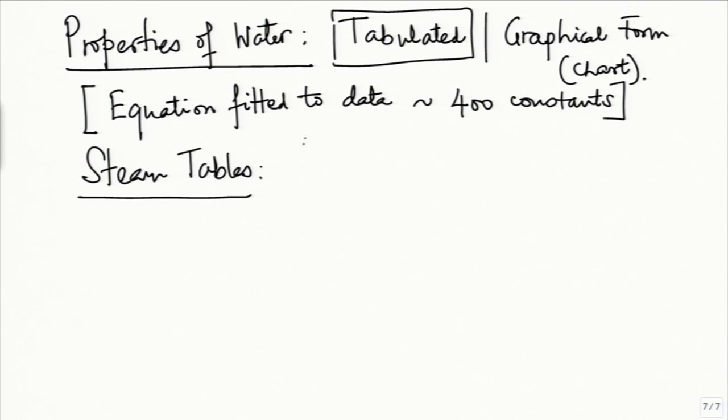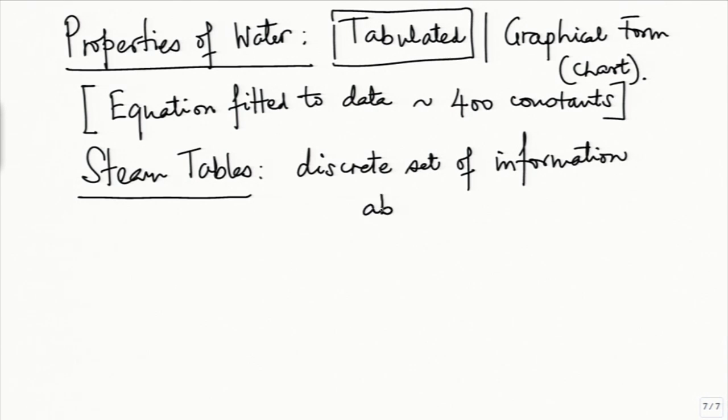The steam tables provide us a discrete set of information about the properties of water. Let us go back to our phase diagram and see what information is provided in our steam tables.